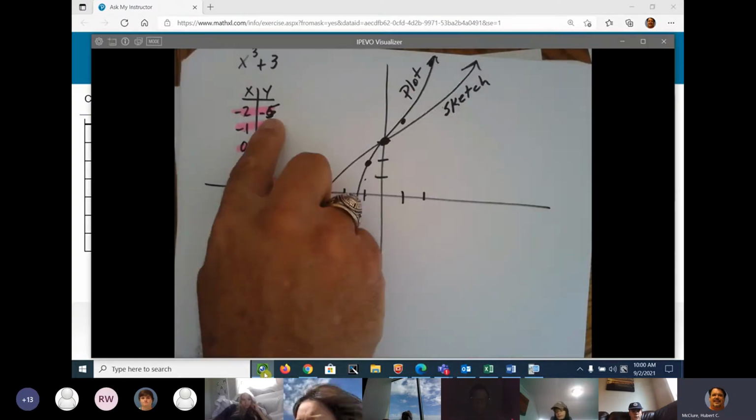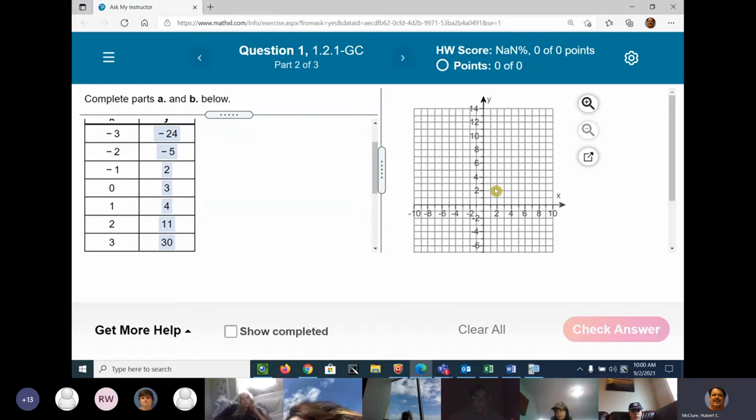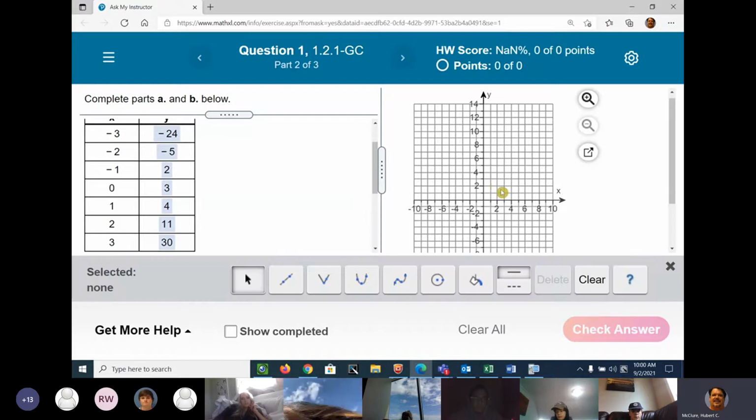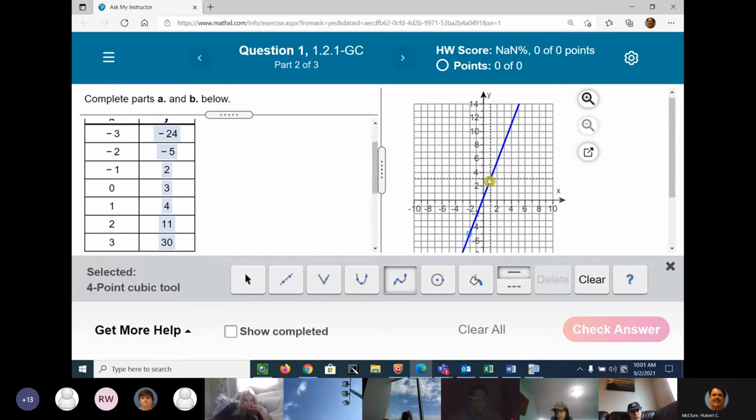So you should have got that right, unless you don't know how to graph it. And here's how you graph it. You pick a cubic function. There's a cubic root right there. And you just pick 3 points. I'm going to pick -2, -5, 0, 3. And what's the other one? 2 and 11.